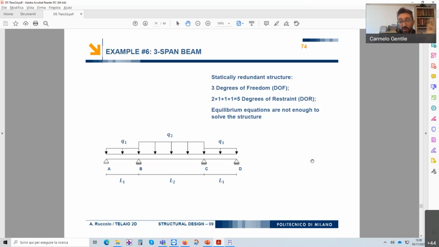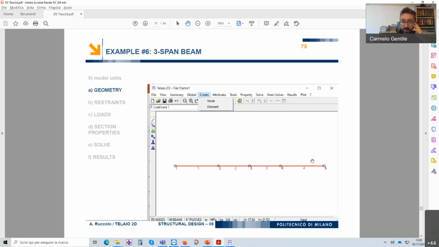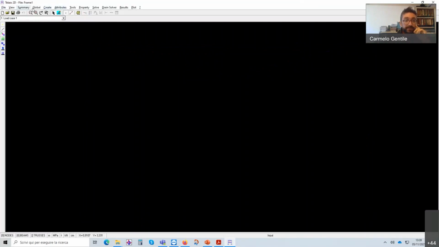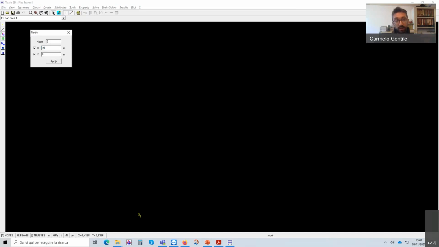We cannot solve the structure only with equilibrium equations, so I will not do the comparison between the computation and what the software tells me. But we can see just how it works. So first of all, we have to define the geometry. The first node in 0, 0. The second node, we will obtain different numbers from what I got in the slides, because I'm changing the dimensions a little bit.